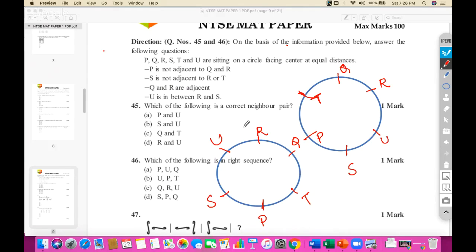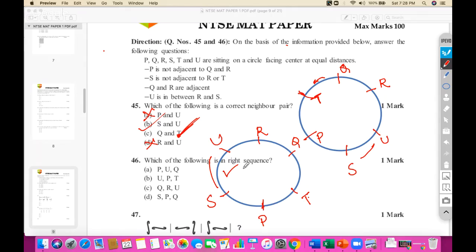So now let's find out which of the following is a correct pair of neighbors. P and U are not in any case. S and U are there. Q and T are there here. S and U are here, R and U can never be the case. S and U are anyway neighbors. So if S and U has been given, this is the case, but why not Q and T? So this is also the right answer here.